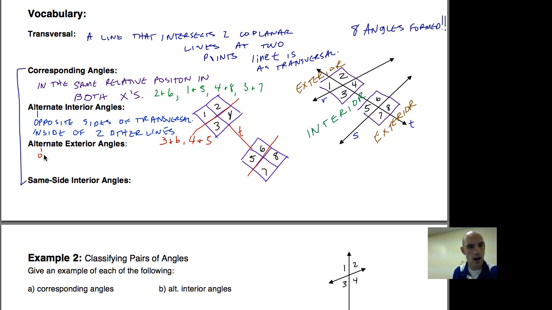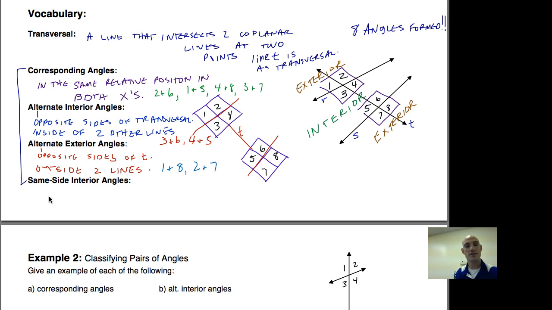Alternate exterior angle, like you guessed, they're opposite sides of T, the transversal, outside the two lines. Okay? So, for example, these would be like outside, so 1 and 8, and 2 and 7. Because they're outside or exterior, 1 and 2 are exterior, 7 and 8 are exterior, and 1 and 8 are alternate, 2 and 7 are alternate.